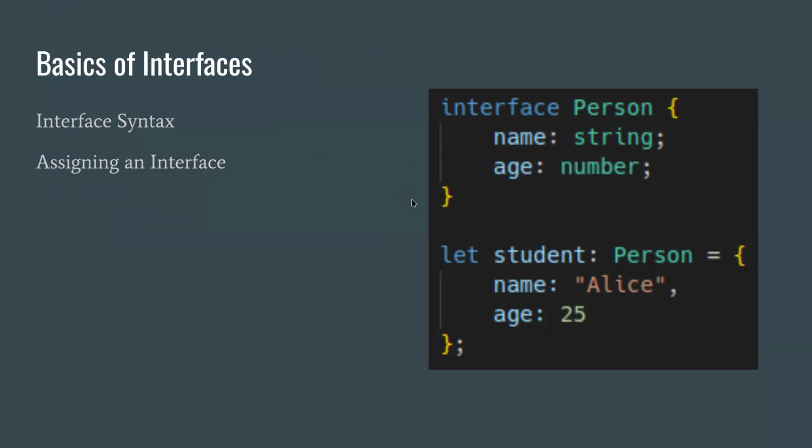So in this example, you can assign this interface to a variable like this. We have a student variable, and then the student variable would have name and age, and let's set this to be a Person. So this helps ensure your data structures are consistent, reducing errors and improving readability.